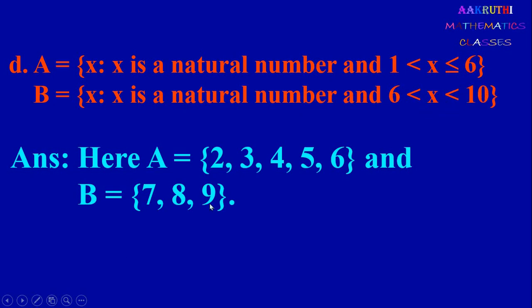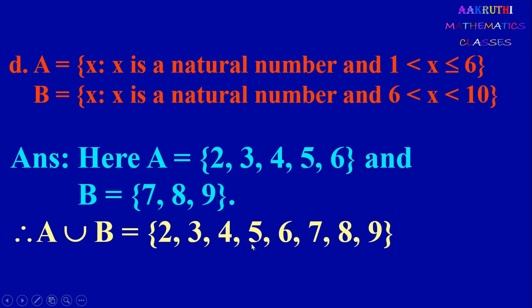Now first we find the union. Take all the elements together. That is 2, 3, 4, 5, 6, 7, 8 and 9. It is A union B. Then the intersection, the common element. Now here there is no common element, so therefore we write it as the empty set. So here A intersection B is the empty set, or we can also write it in symbol. So therefore A and B are disjoint sets. There is no common element.